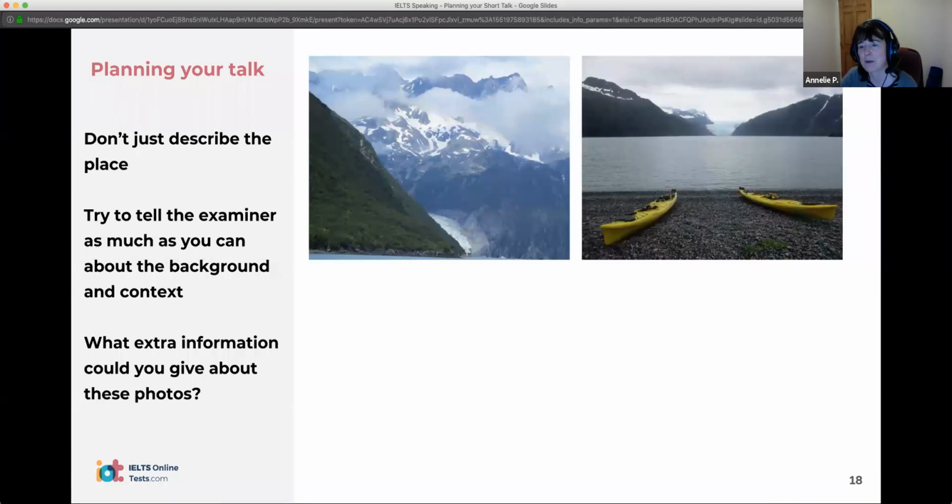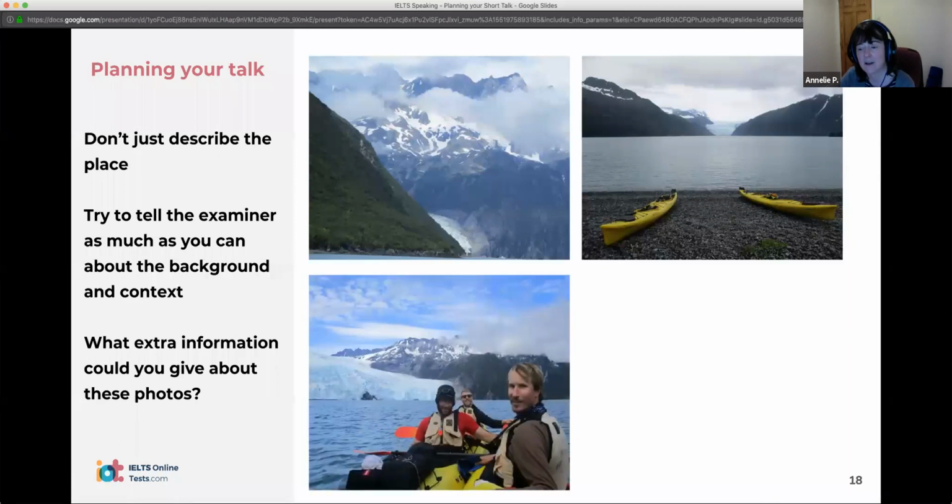Okay, so we've got a bit more information now. So does that help you? Problems with altitude, yeah. The second picture, does that help you with any more information that you could give? Okay, so yeah, talking about the kayaking, maybe other water activities that you did there, describing the activity. Very good, excellent. Okay, now we're going to look at the next picture.